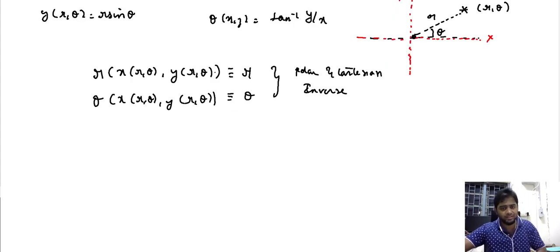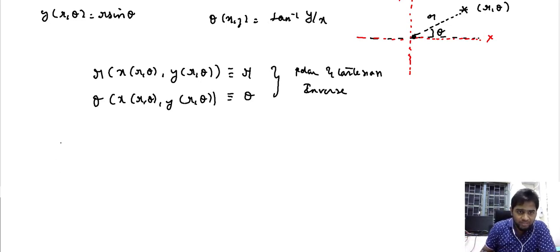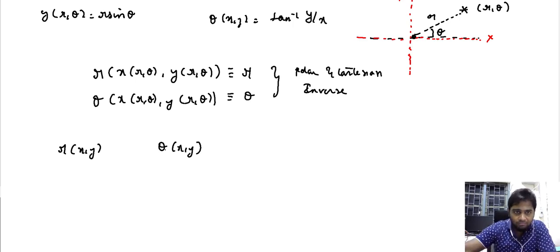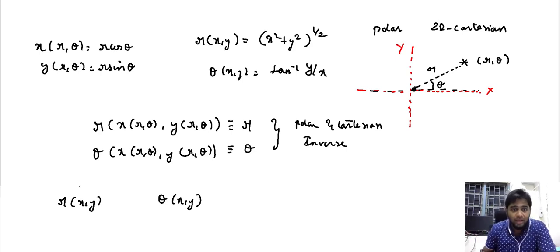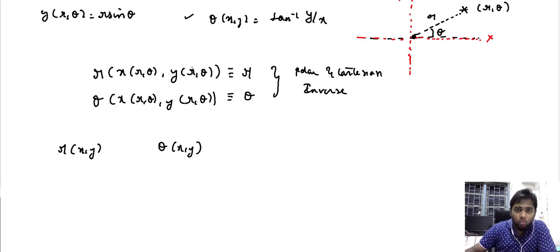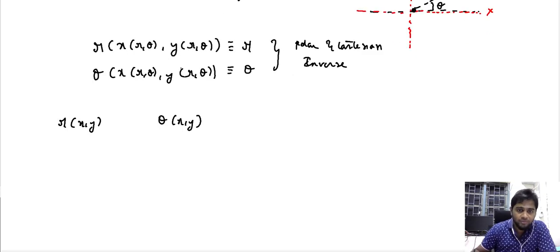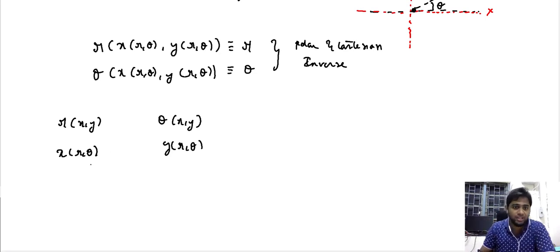Now, in order to do that, let us begin with the consideration of expressing r as a function of x and y, and theta as a function of x and y. We have already expanded r as a function of x and y here and theta as a function of x and y here. In the same way, it is possible for us now to consider x as a function of r and theta and y as a function of r and theta. We are not considering a function within a function, we are just considering x as a function of r and theta, y as a function of r and theta.